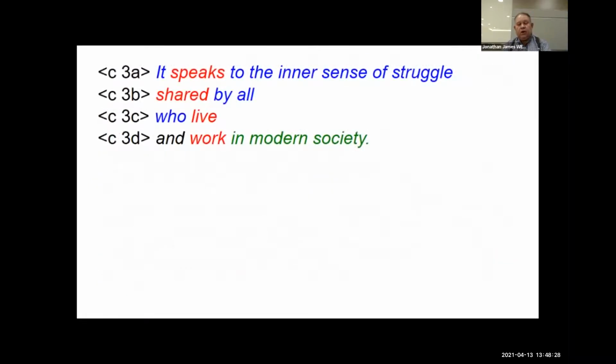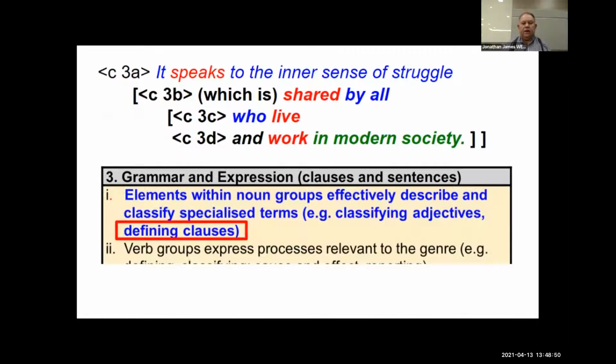Now, that is made up of several clauses. It speaks to the sense of struggle, which is shared by all who live and work in modern society. All of these post-modifying clauses, we call them defining clauses. And in fact, they are a kind of almost nominalization itself, because the whole thing is, what is the head? This speaks to the inner sense of struggle. This idea of struggle, which is shared by all. And then embedded within that, who live and work in modern society. Two relative clauses, post-modifying the inner sense of struggle. Now that's the nature of participants. Lexically dense. This is the kind of academic writing that we're talking about.